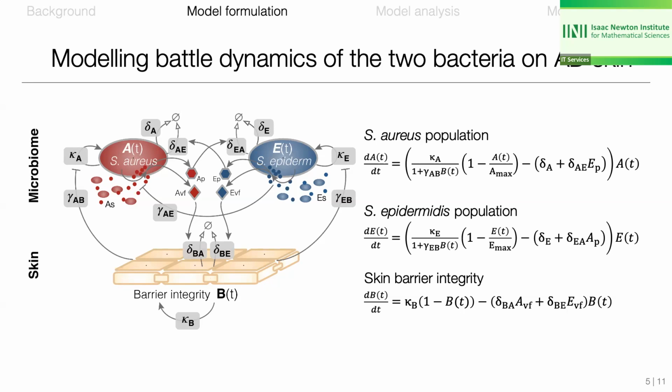We also said that the skin barrier integrity limits the nutrient availability to microbes on the skin. If the skin barrier integrity is high, these microbes won't proliferate as quickly, whereas when the skin barrier integrity is low, there'll be more nutrients available to these microbes on the skin that will allow them to grow and proliferate. And the final point is that these two microbes can also produce antimicrobial peptides that kill one another off.